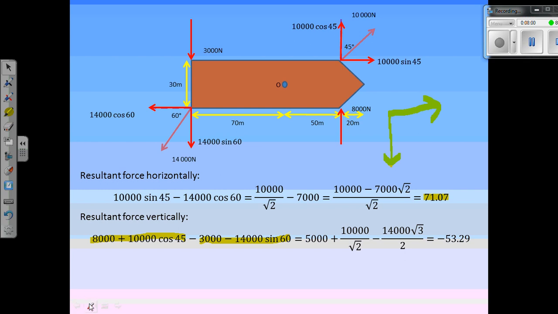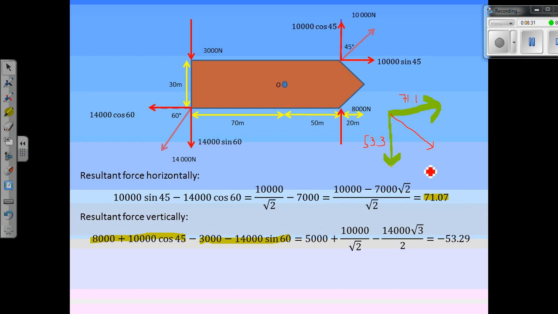So our overall resultant force is going to be somewhere in the direction of southeast. I can't work out the angle, but we can work it out. I'm not going to bother with that. 71.1 to 3 significant figures, and 53.3 to 3 significant figures.